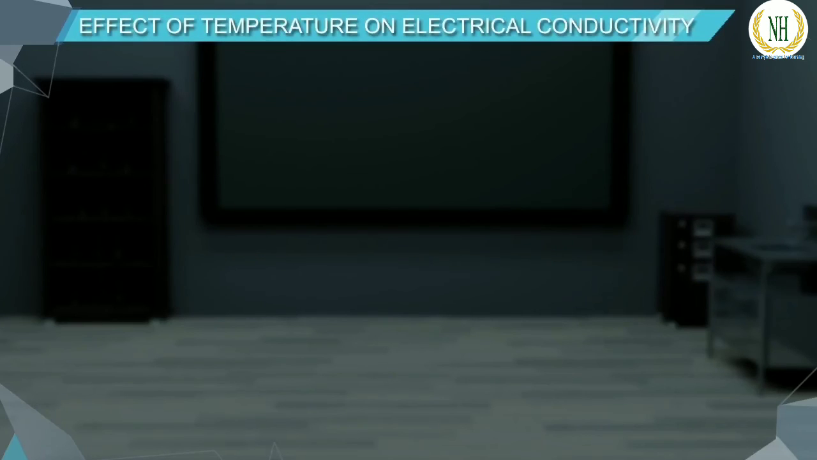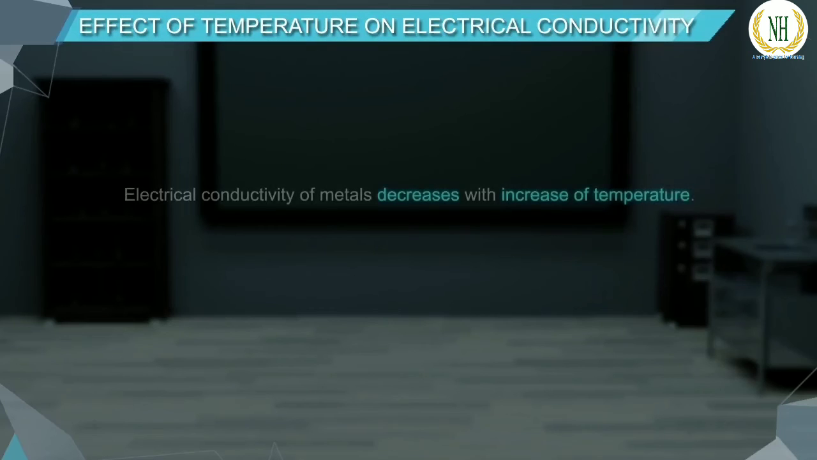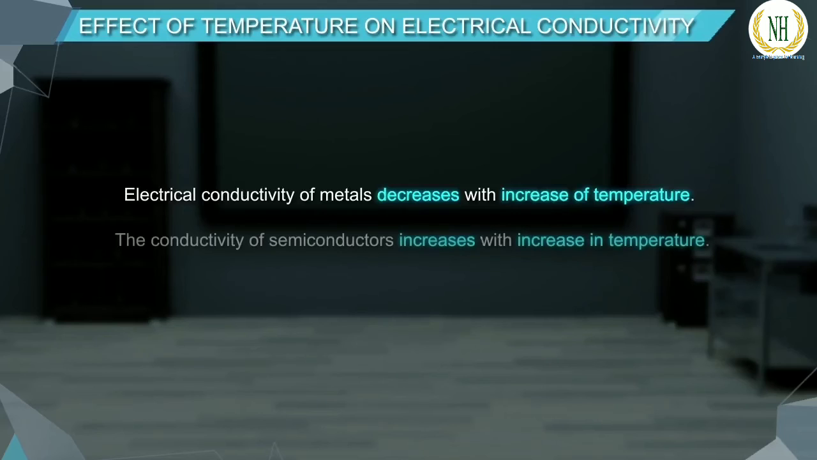Effect of temperature on electrical conductivity. Electrical conductivity of metals decreases with the increase of temperature, whereas the conductivity of semiconductors increases with increase in temperature. Why?